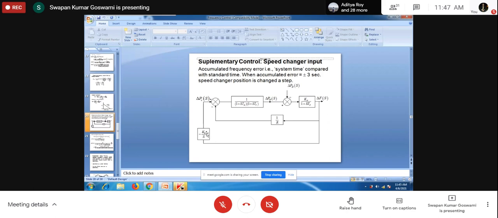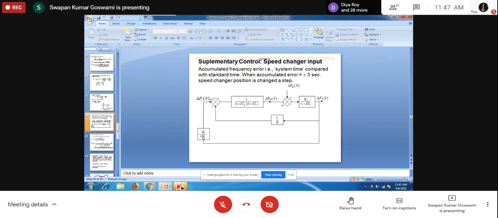Ki by s. Can anybody tell me what type of control it is showing here? Feedback to the speed changer is being taken from the system. Frequency variation is measured, and what type of control is being applied through the speed changer? Can anybody tell me? Integral control, sir. Integral control, because it is divided by s.